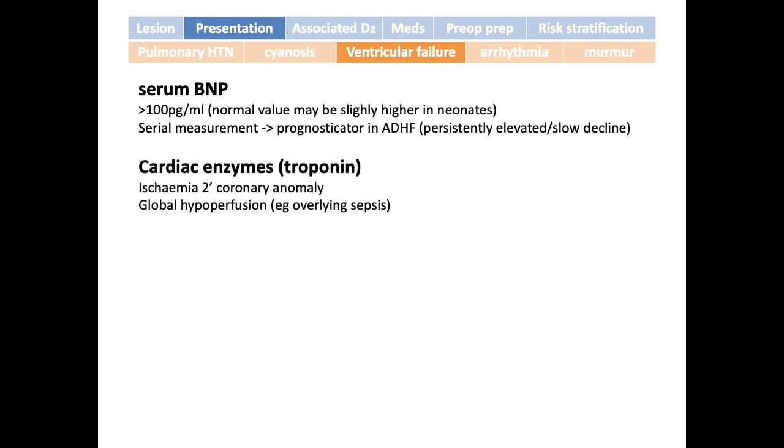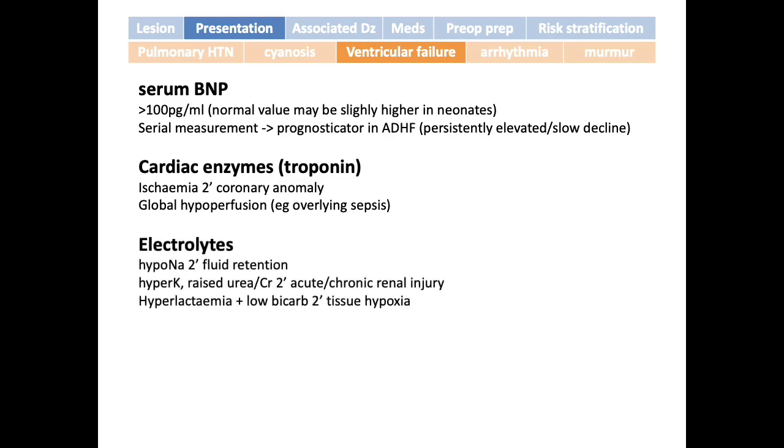Cardiac enzymes such as troponin may also indicate ischemia secondary to coronary anomalies, or global hypoperfusion if the patient also has overlying sepsis. On assessment of electrolytes, the patient may have dilutional hyponatremia from fluid retention, hyperkalemia with raised serum urea and creatinine due to acute or chronic renal injury, and hyperlactemia and low bicarbonate from tissue hypoxia.